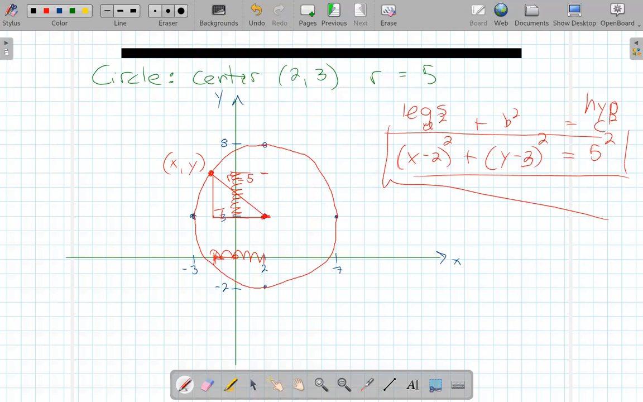So x minus 2, right? That's the distance from here to here. Y minus 3, that's the distance from here to here. And then I know the radius here has to be 5. And so there's the equation of my circle.